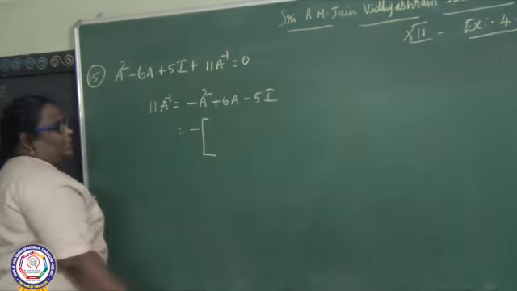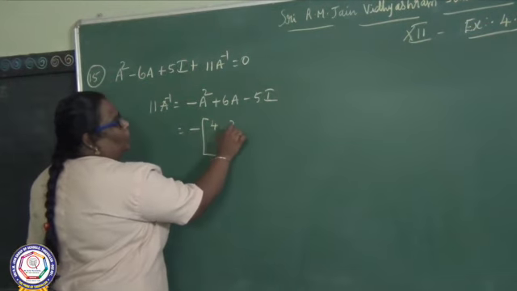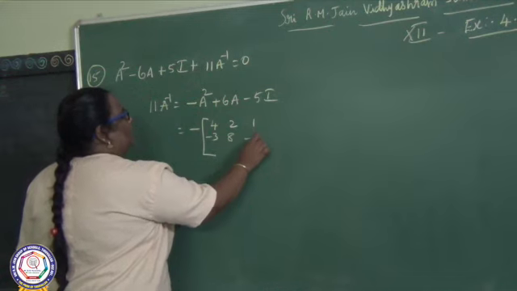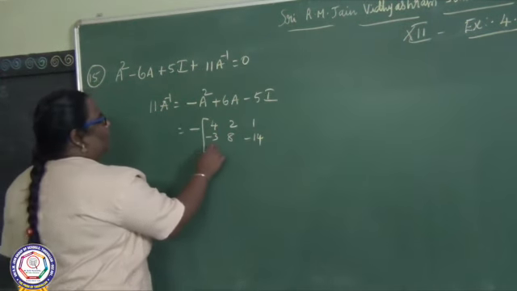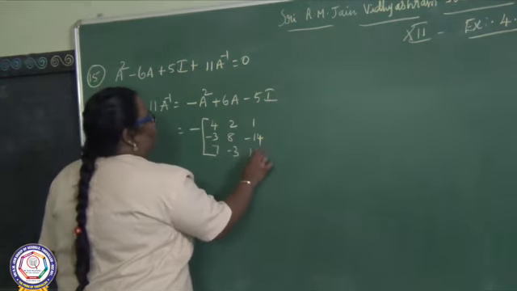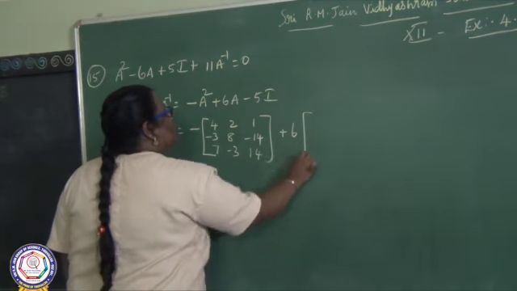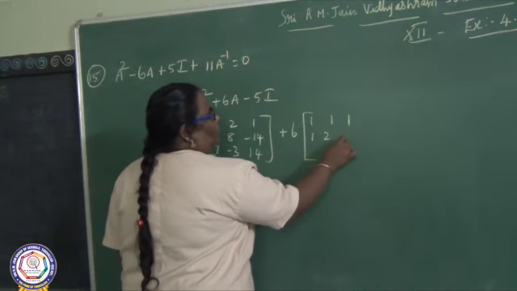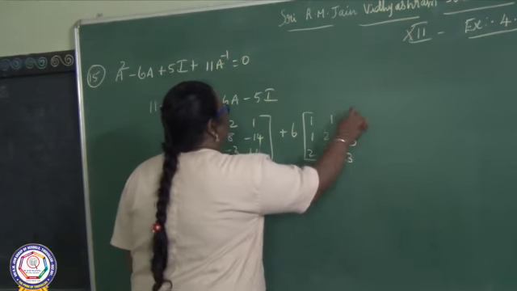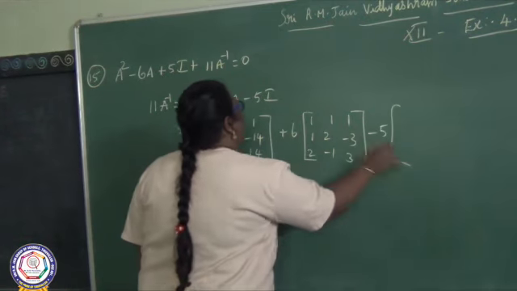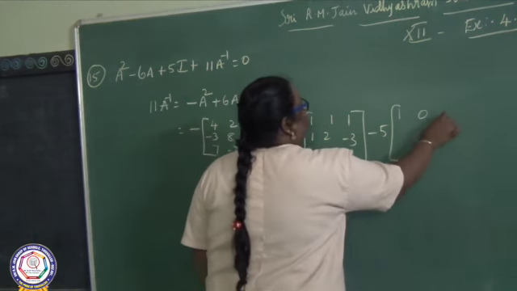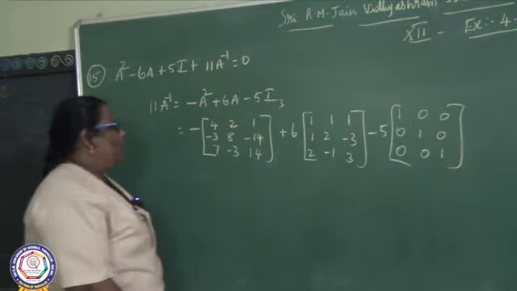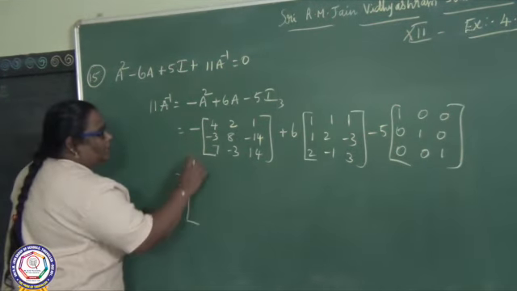What is the value of A square? Minus the matrix 4, 2, 1, minus 3, 8, minus 14, 7, minus 3, 14, plus 6 into what is the value of A? 1, 1, 1, 1, 2, minus 3, 2, minus 1, 3, minus 5 into I3. It's a unit matrix, 1 0 0, 0 1 0, 0 0 1. Here, listen, see, take it as the first term.